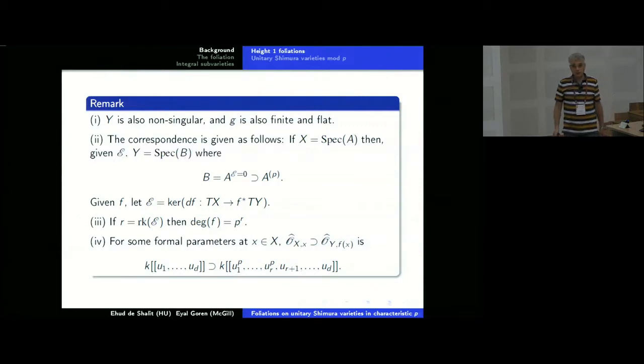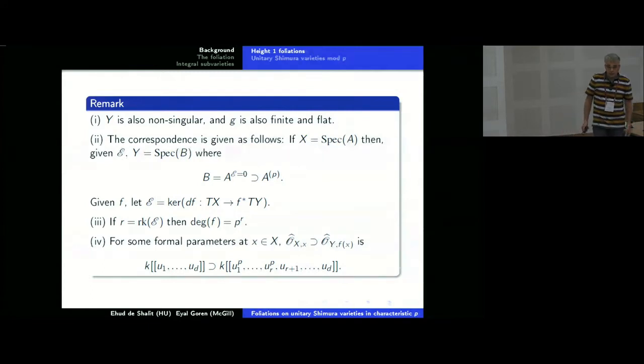And how do you make the correspondence? It's very easy. If X is Spec A and you're given E, you take Y as Spec B, where B is simply all the functions that are annihilated by E. And of course, this includes, in characteristic p, all the p-th powers, so it includes A^p. Conversely, given F, you let E be simply those vector fields that are killed by dF. And if r is the rank of the foliation, the degree of F is p^r, as you would expect.